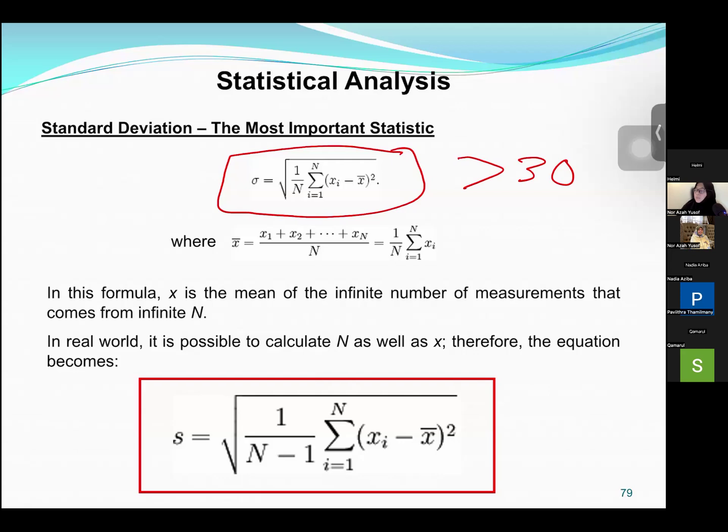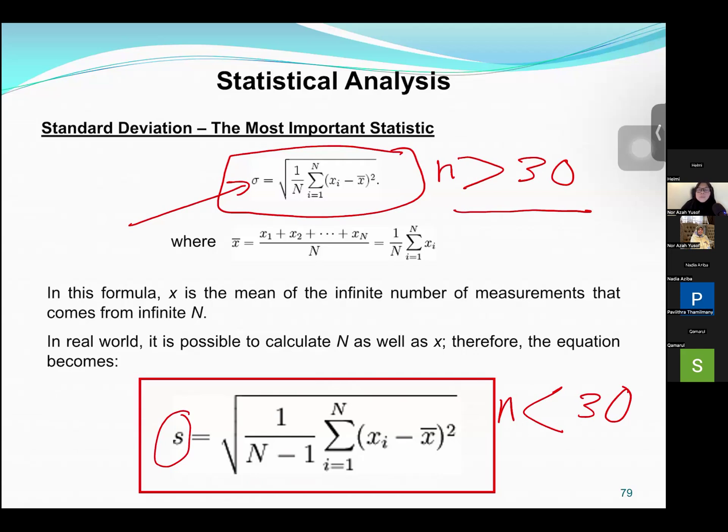Approaching infinity. So this is the one if you're talking about less than 30. So this is also standard deviation, but a different symbol when your sample size n is more than 30. But this is the standard deviation if n is less than 30. Okay, some of you are probably more expert than me.